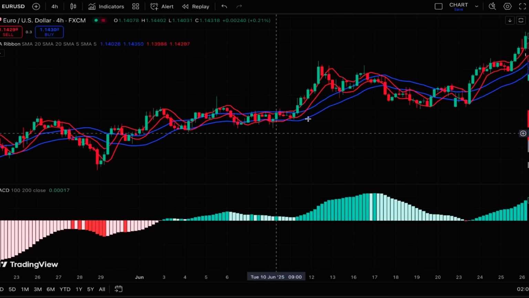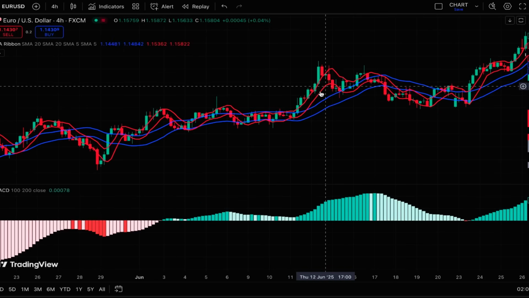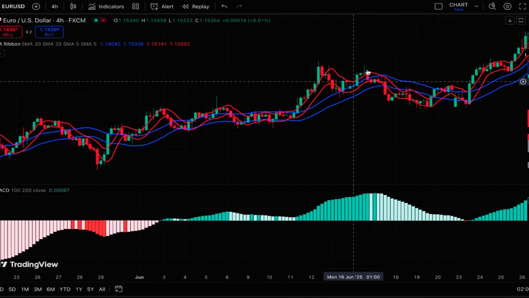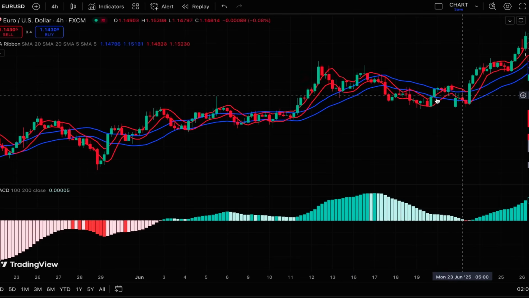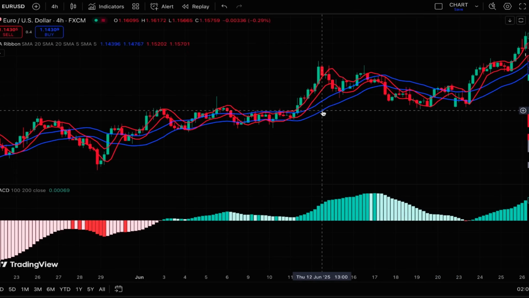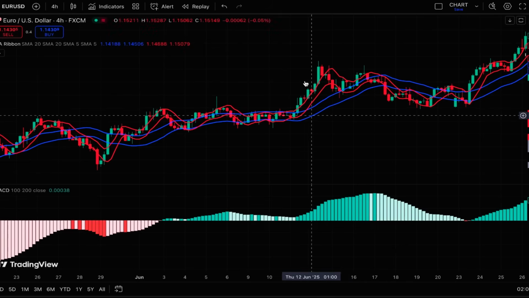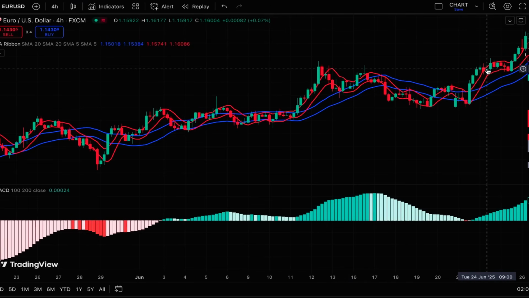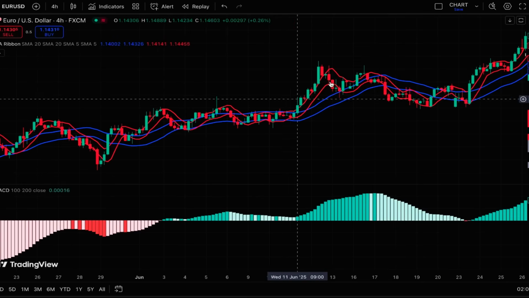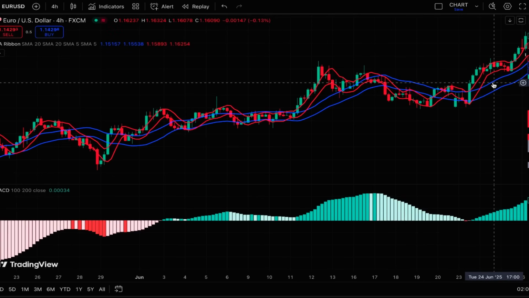As you can see, the 2 moving averages that are red created a channel that is moving closely to the price action, and the 2 moving averages that are blue created a channel that is moving farther away from the price action. So here we have a red channel and a blue channel. And we're going to use these two channels to find buy and sell signals.